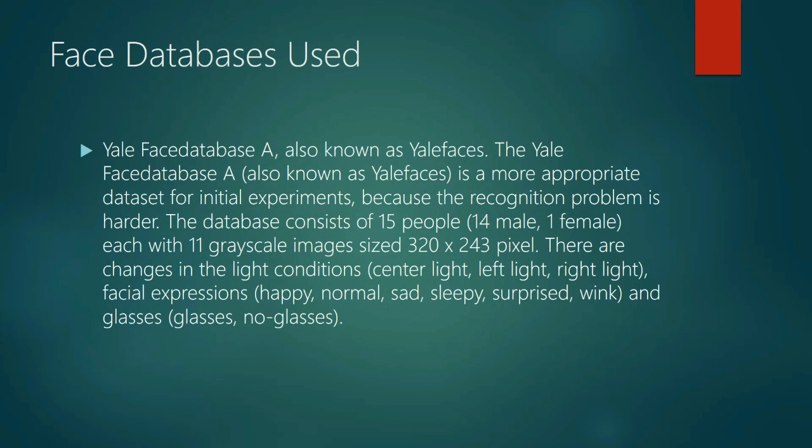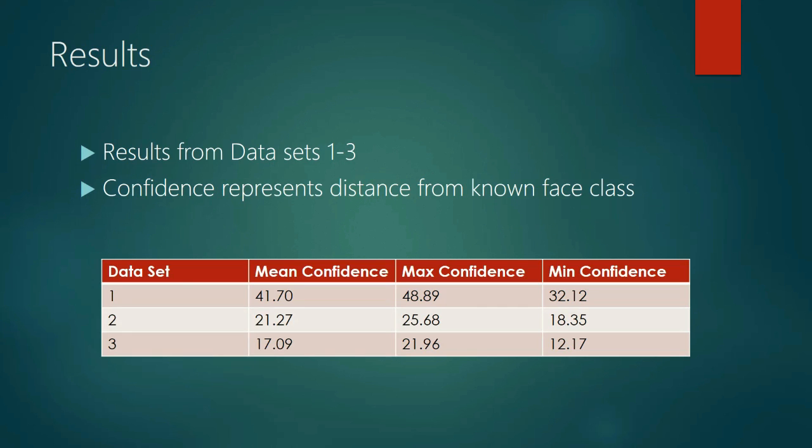We also use the Yale Face Database A, also known as Yale Faces. The Yale Face Database A is a more appropriate dataset for initial experiments because the recognition problem is harder here. The database consists of 15 people, 14 male and 1 female, each with 11 grayscale images, size 320 by 243 pixels. There are changes in the light conditions, facial expressions, and glasses. The results of the experiments were as follows.